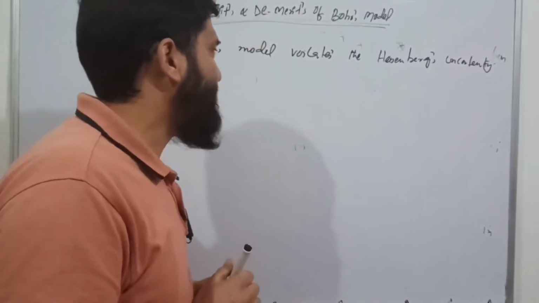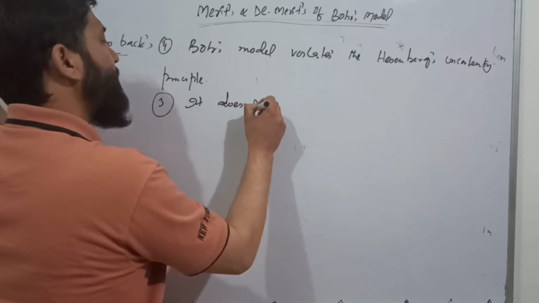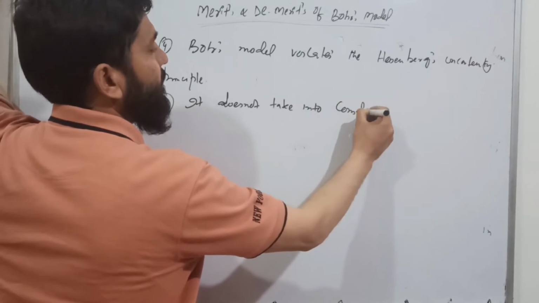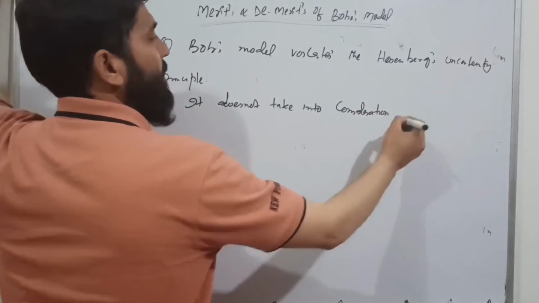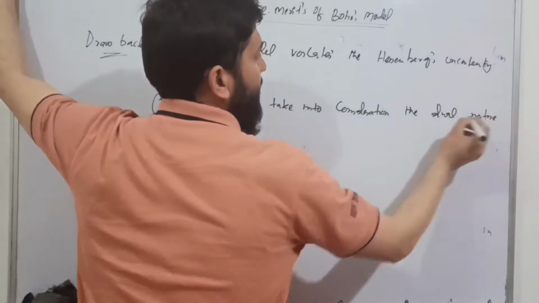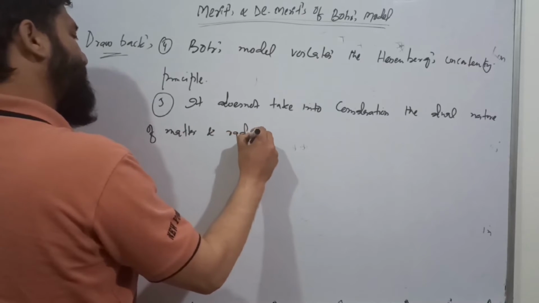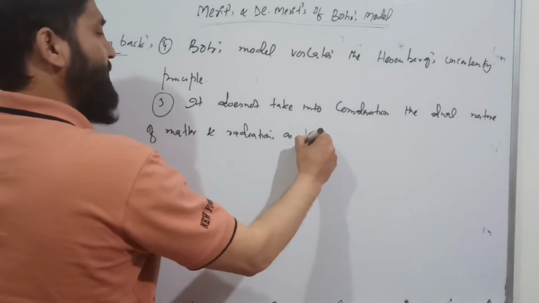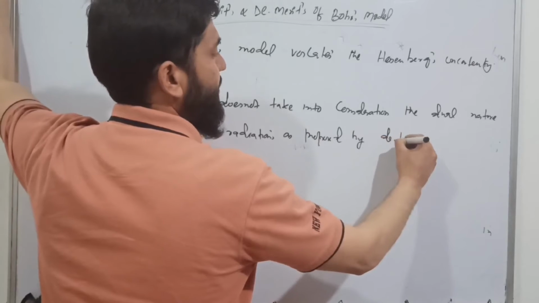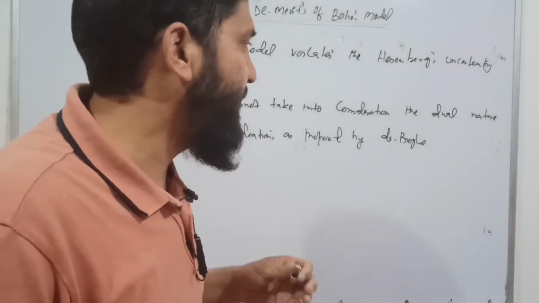तो हम लिखेंगे द नेक्स्ट ड्रॉबैक दैट it does not take into consideration the dual nature of matter and radiations as proposed by de Broglie. डी ब्रॉगली ने ये प्रपोज किया था, ड्यूअल नेचर ऑफ मैटर एंड रेडिएशंस.